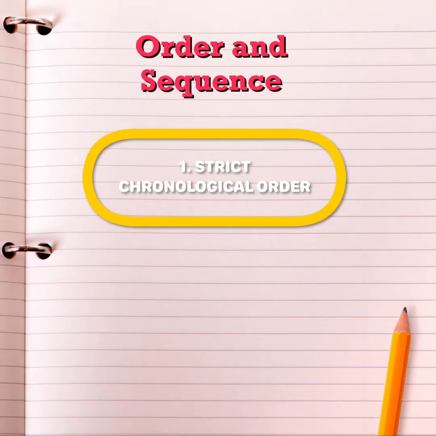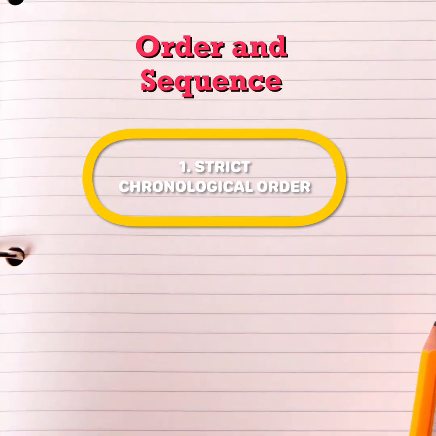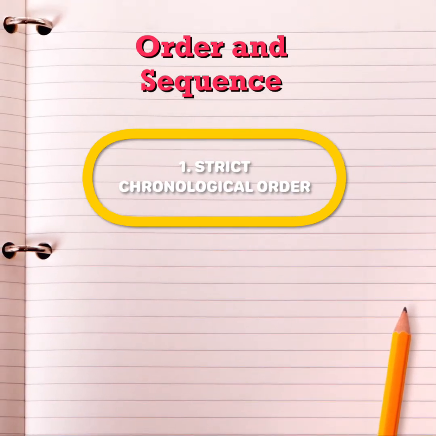The last element of plot is order and sequence. So a writer might present a story's events in strict chronological order, each event presented in the sequence in which it actually took place.